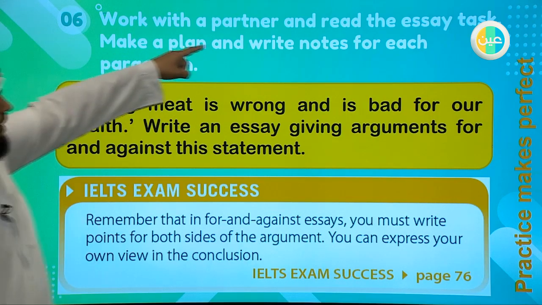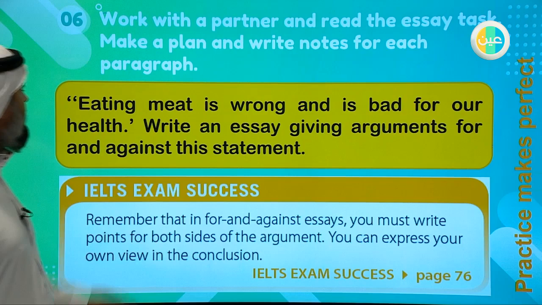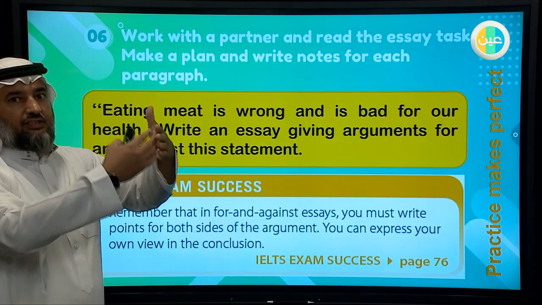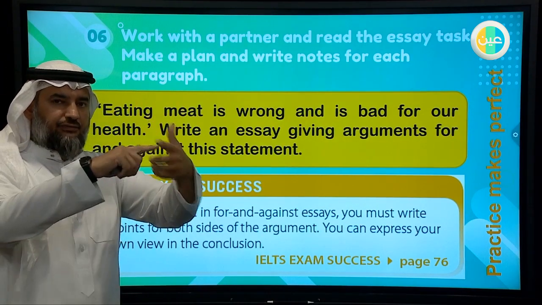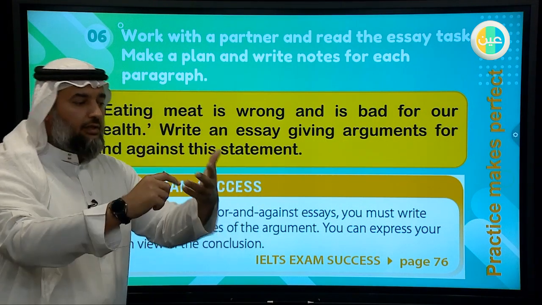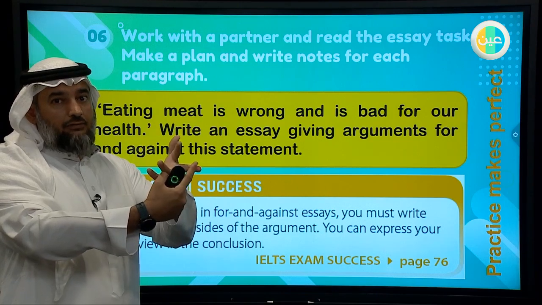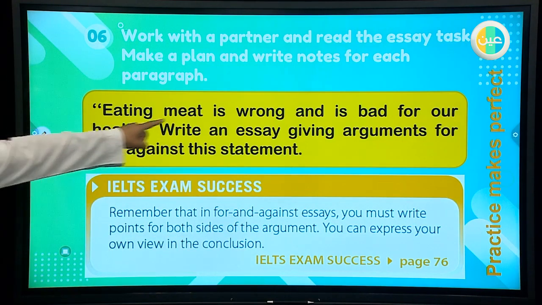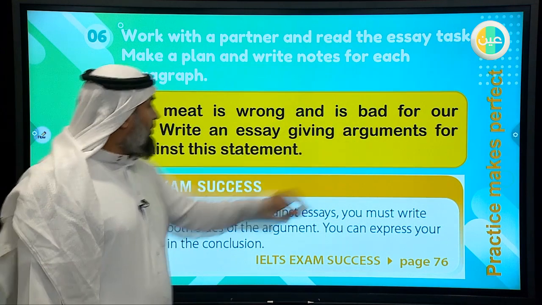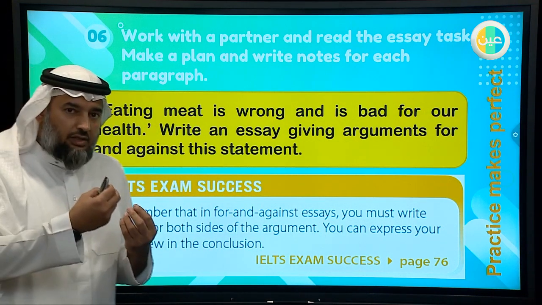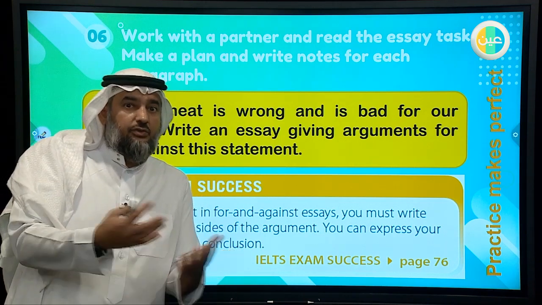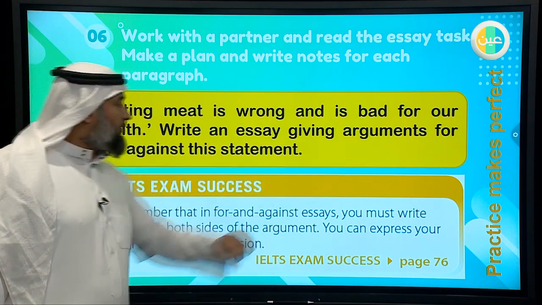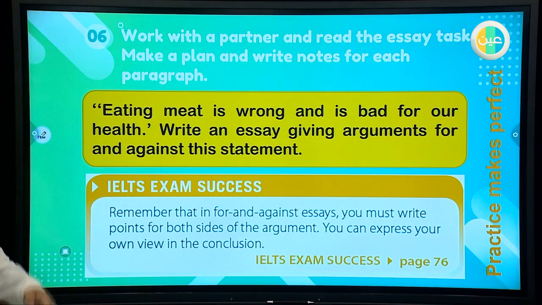Now, write with a partner and read the essay task. Make a plan and write notes for each paragraph. Now you have four paragraphs. You have to write an essay now. You have to write it in four paragraphs. First the introduction, the topic, then the against or for, and then the for or against, and then the conclusion. Okay? So, eating meat is wrong and is bad for your health. Is that correct? Do you think eating meat is wrong and it can harm you? It's not good for your health? Or you don't think so? So, write an essay giving arguments for and against this statement. Are you with it or not?